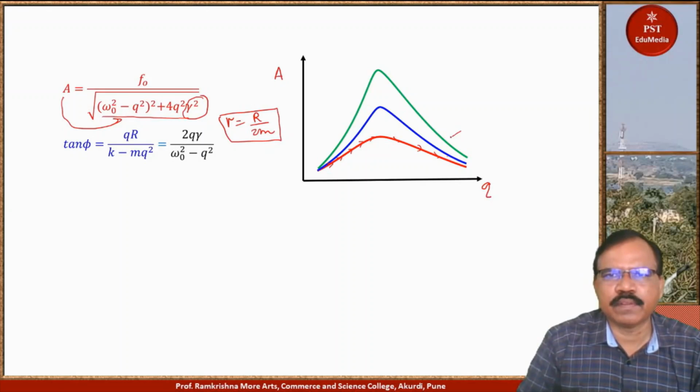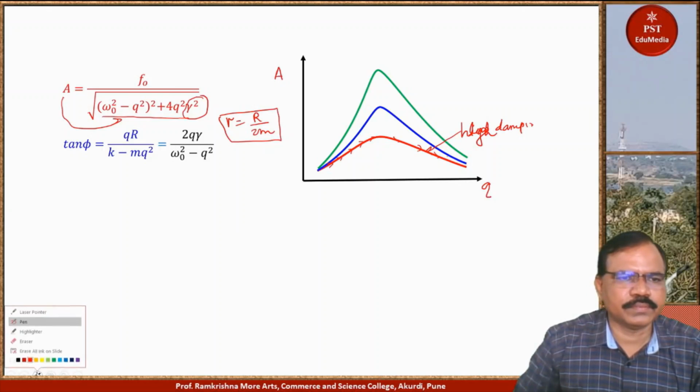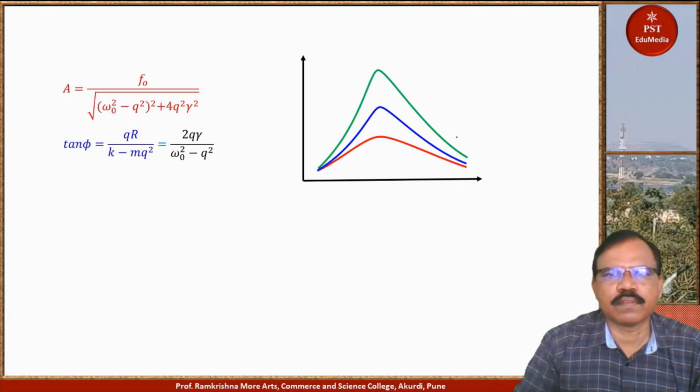So what happens here? This is for low damping. This is for high damping. This is for medium damping. And this is for low damping.